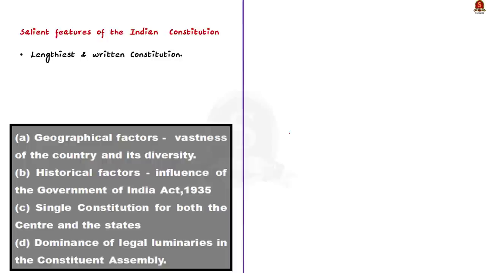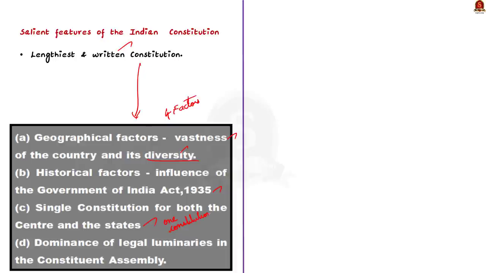The first feature is that the Indian constitution is the lengthiest as well as a written constitution. See, the four major factors which have made our constitution lengthy are: the first is the geographical factors. India is a vast country and a diverse nation. Hence, it needs such a lengthy written constitution. Second is the historical factors. The influence of the Government of India Act 1935 makes it a lengthy written constitution. Third is a single constitution. For both the center and states, this is the one and only constitution. That is why it is so lengthy and written, to avoid conflicts.